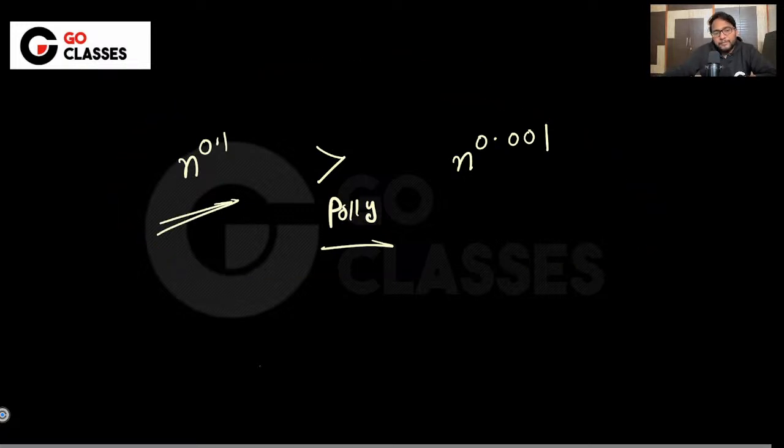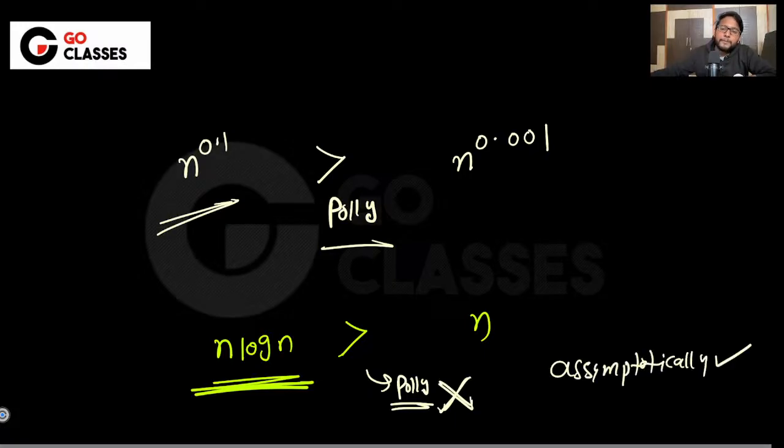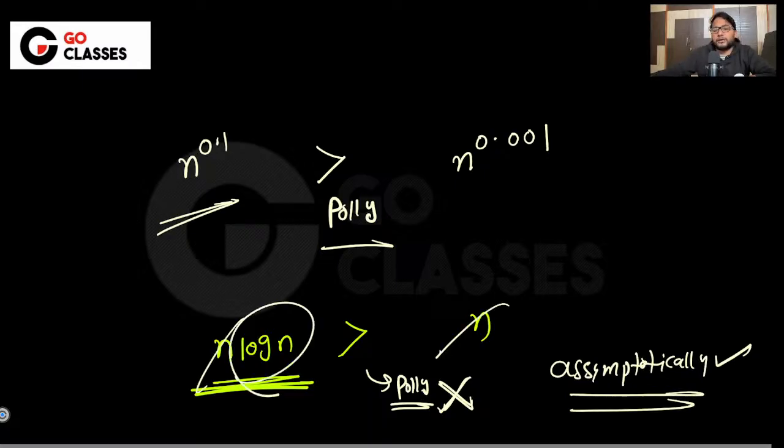Tell me, is n log n and n polynomially greater? No. This is asymptotically greater, but not polynomially. The Master's theorem wants you to be polynomially greater. This is not polynomially greater. Asymptotically yes, but polynomially no. Because even if you cancel out, this is just log n greater, not n power something. So it is not polynomially greater.